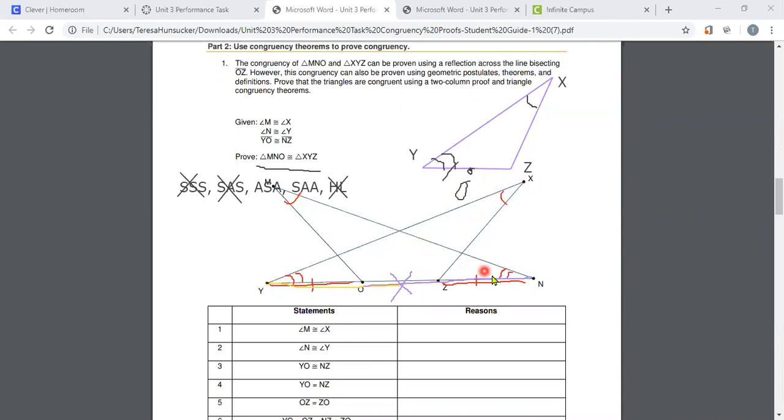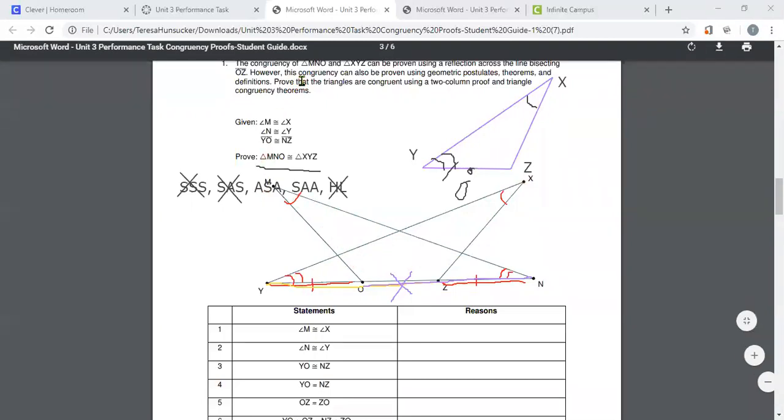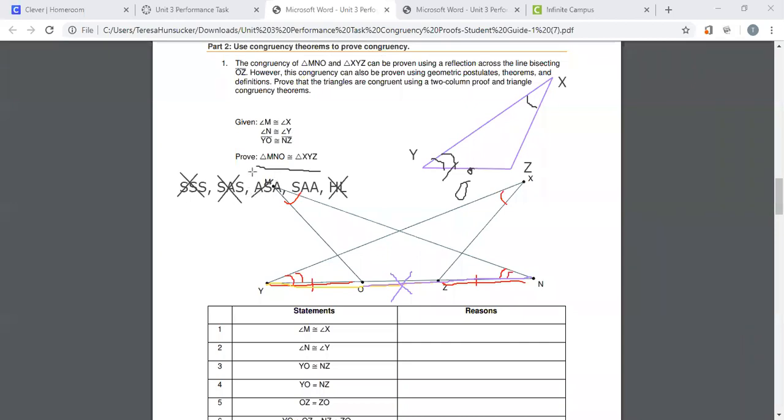Angle M and angle M. Angle M has one side here and has the same side in common. That is the included side. However, we're given no information about MN and XY at all. So it's not going to be angle side angle. It's not going to be the included angle. So we're going to shoot for side angle angle.